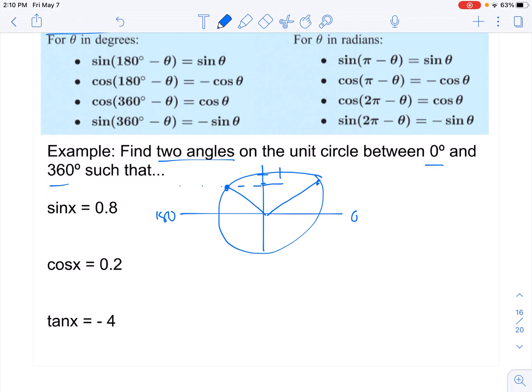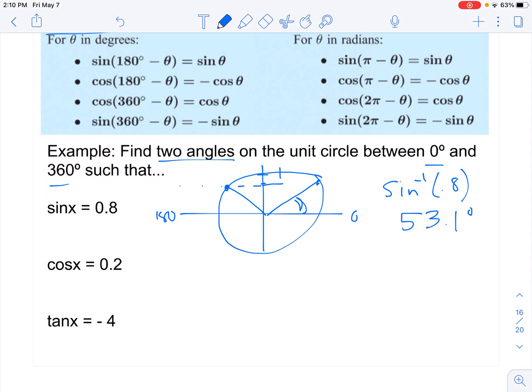If we use our calculators and do inverse sine of 0.8, we want to make sure we're in degrees because the direction said to find an angle between 0 and 360. So in degrees, I do 0.8 and inverse sine, and I get 53.1 degrees. That's the angle in the first quadrant.